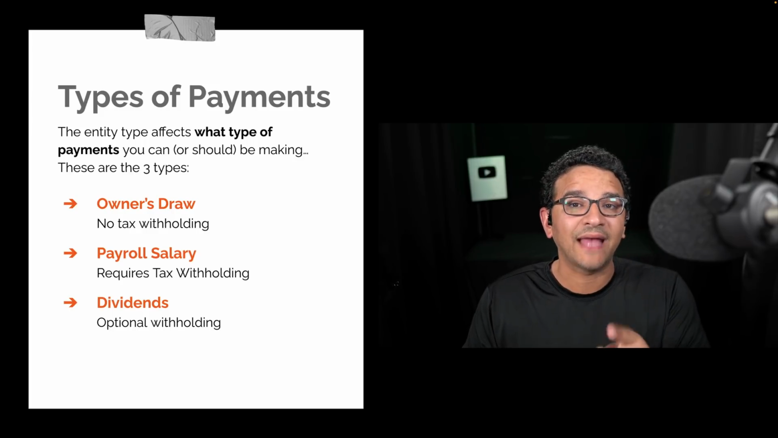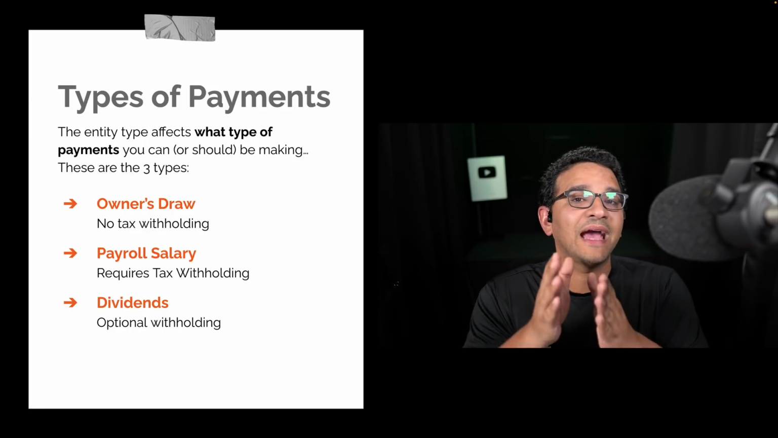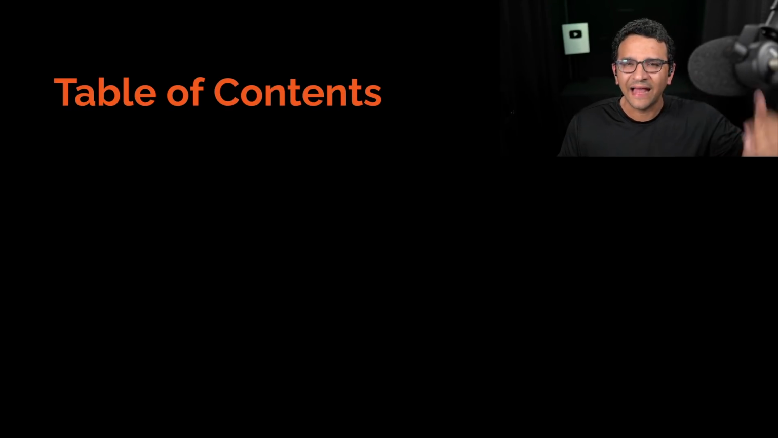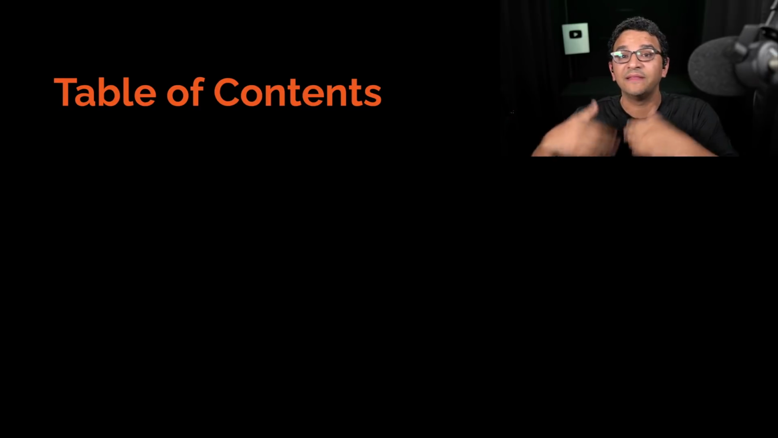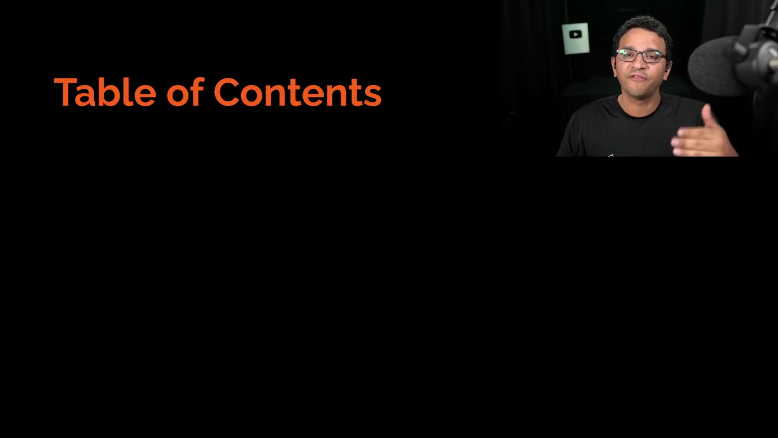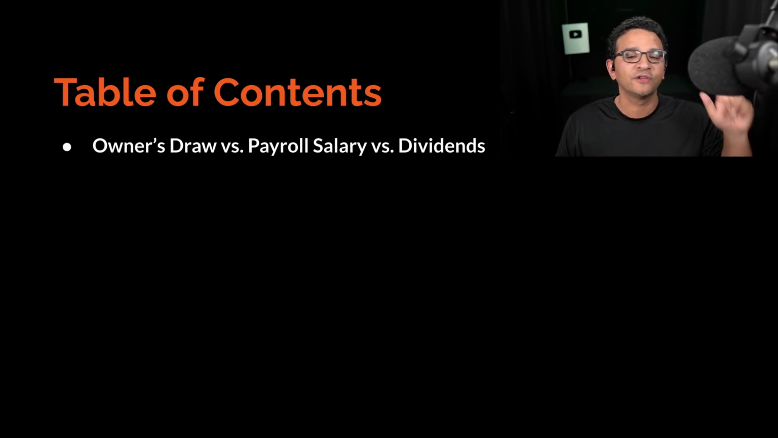Now, the entity type that you choose or how you structure your LLC actually affects how these payments are made. So let's talk about the contents of today's video. We're going to discuss a lot of things in detail. I gave you the 3 ways to do it, but now I'm going to explain the nuances that you need to apply to your situation to figure out how you're going to pay yourself. So first, we're going to discuss the difference between owner's draw, payroll, salary, and dividends, which we just talked about.